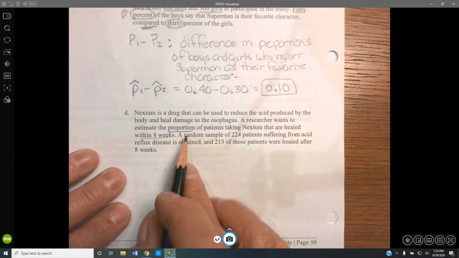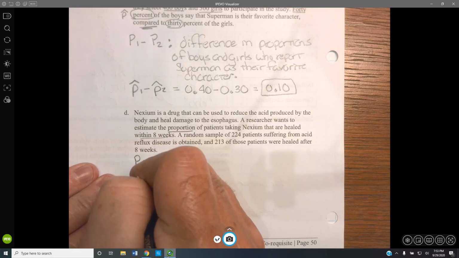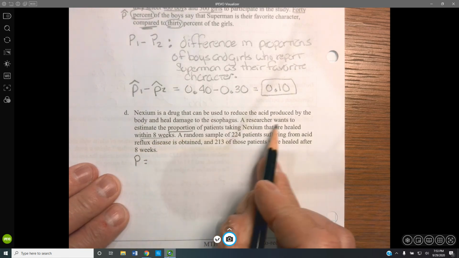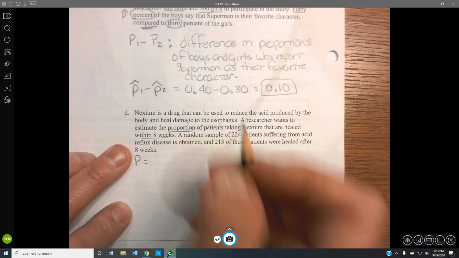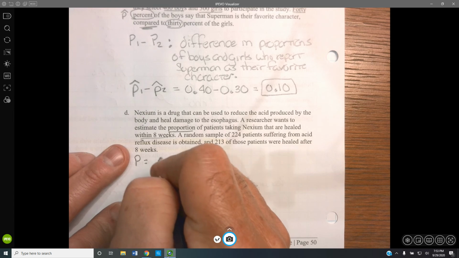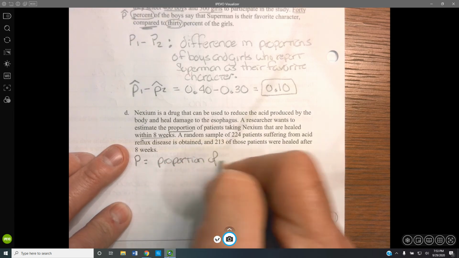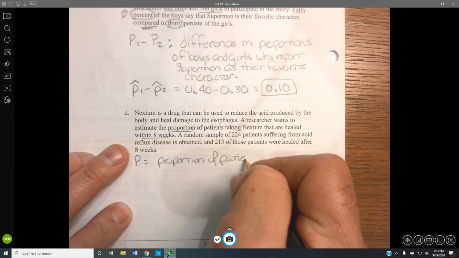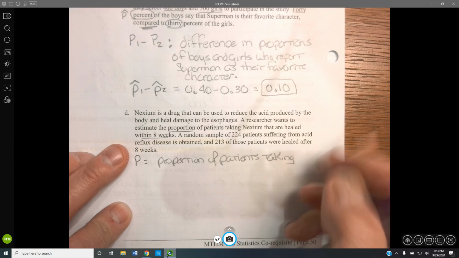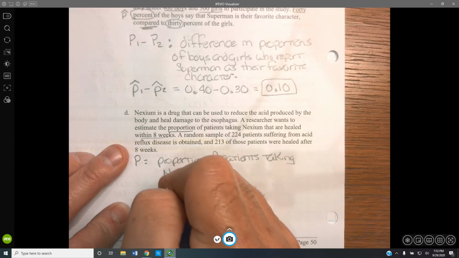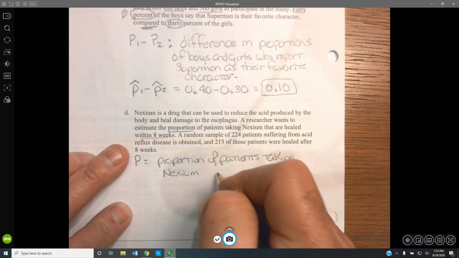So when we talk about the population parameter, it's going to be a p-value, and it's going to be based on estimate the proportion of patients taking Nexium. So it's going to be the proportion taking Nexium who are healed in 8 weeks.